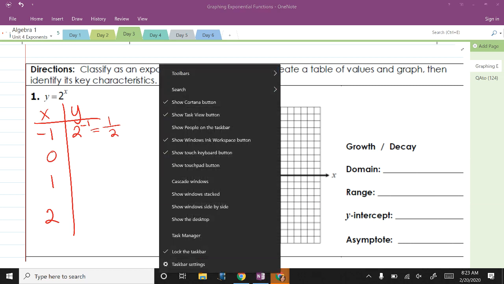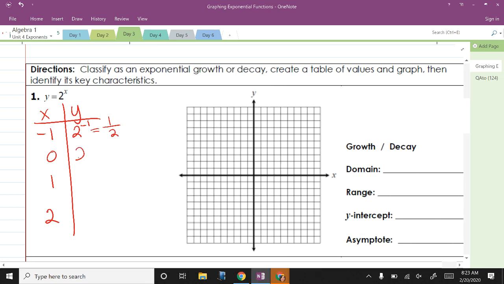Then it gets easy for me. 2 to the 0 power. What does 2 to the 0 power make? 1. And then I have 2 to the first power. What's 2 to the first power make? 2. And then I have 2 squared. And what does 2 squared make? 4. So these are my y values right here: 1/2, 1, 2, 4. So I have the points -1, 1/2; 0, 1; 1, 2; and 2, 4.